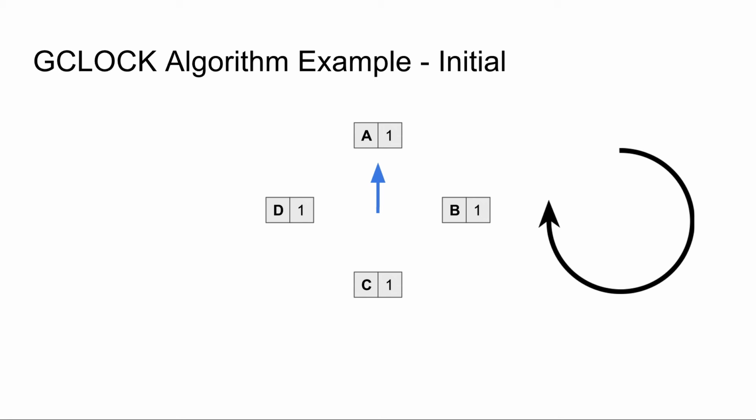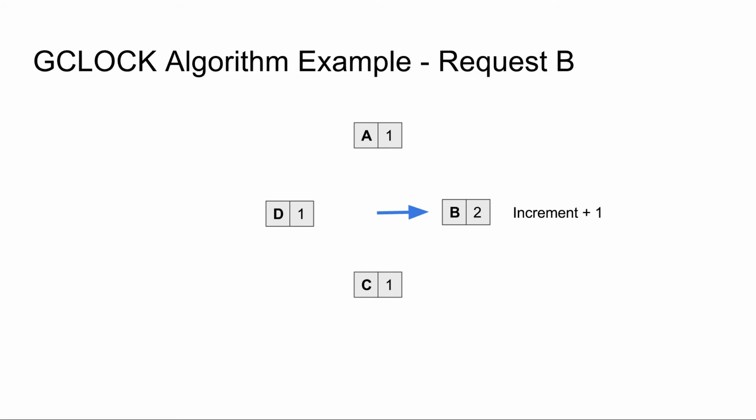So here is the initial algorithm. We have an initialized buffer with pages A, B, C, and D, all of which have a reference counter value of 1. The arrow indicates the clockwise rotation. The first request we make is for page B. We rotate only one page clockwise and get to B, and we increment it by 1 because we're accessing it and it's already in the buffer, so B's reference counter is now 2.